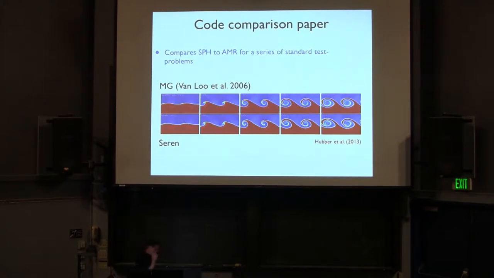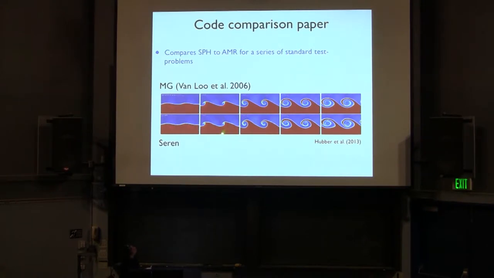Kind of recently, David was actually hired by Sam Falle, who's a notorious critic of SPH, and he was hired to see just how bad is it, okay? So Sam had the idea that what David could do was compare an AMR code, in this case the MG code by Sven van Loo, with his code, which in that case was SEREN as it was being developed, and doing a bunch of test problems. And there's a whole paper developed doing various Sod shock tubes and things like the Kelvin-Helmholtz, etc. And you can go and see it here.